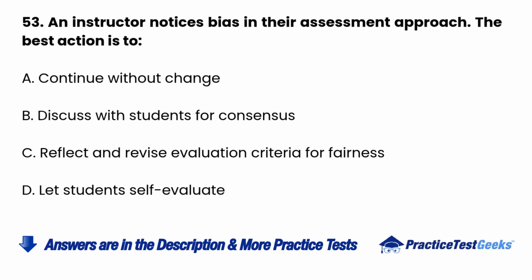53. An instructor notices bias in their assessment approach. The best action is to: A. Continue without change. B. Discuss with students for consensus. C. Reflect and revise evaluation criteria for fairness. D. Let students self-evaluate.